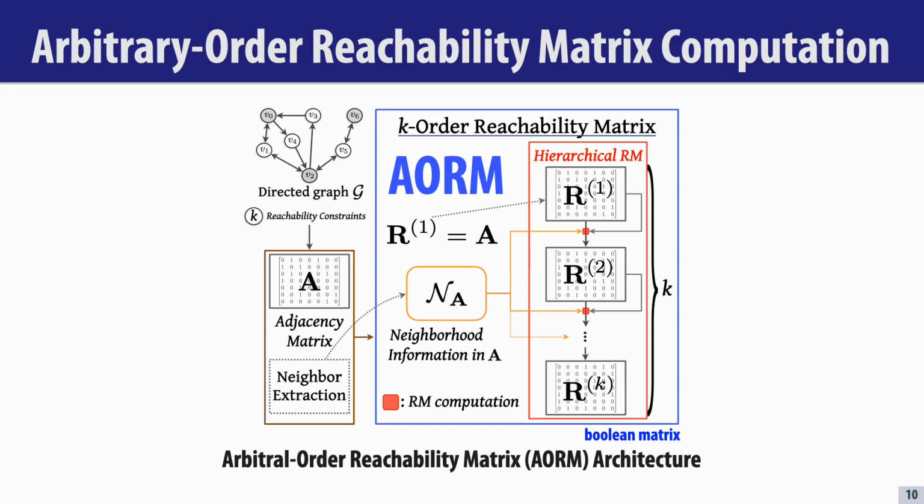Now I'm going to explain the overall architecture of the AORM. To compute arbitrary order reachability, existing methods compute the kth power of the adjacency matrix. However, the powers of the adjacency matrix can diverge or produce large numbers. To overcome this problem, we exploit the Boolean reachability matrix instead of the adjacency matrix. First, we extract the neighborhood information in adjacency matrix A as NA. We assign the input adjacency matrix to the first order reachability matrix R1. Then we use NA and R1 to compute the second order reachability R2. Likewise, we can compute the third order reachability R3 using NA and R2.